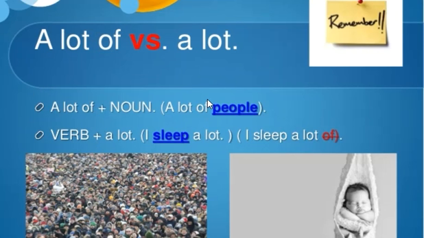A lot of versus a lot. As I told you, after a lot of, you are supposed to bring a noun, and if you don't want to bring a noun after a lot, you should bring a verb before that. For example, I sleep a lot. So saying I sleep a lot of is completely wrong. Why? Because after of, you must bring a noun. So here, as you see, we don't have a noun.